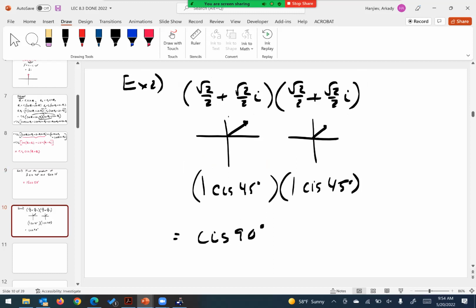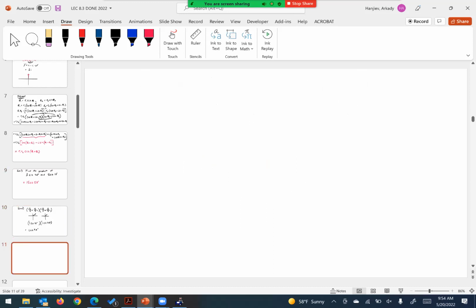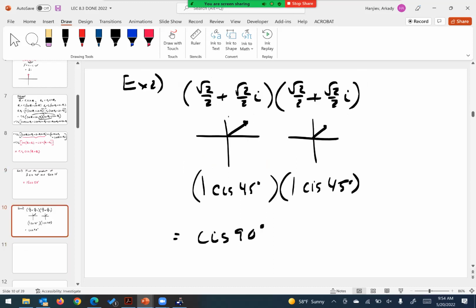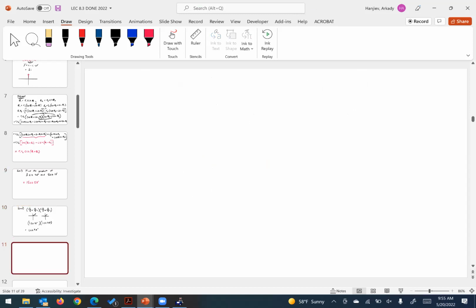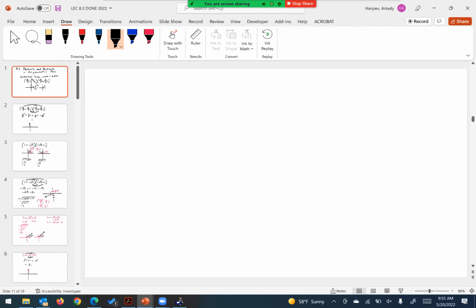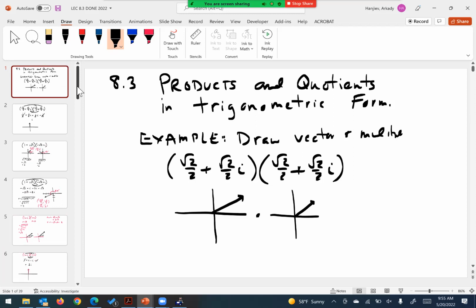I think we should just move on with the formula first. So now the question is this: what happens if you take powers of something? Squared is the same thing, didn't we just end up deriving r1 r2 cis? Yeah, so that's the multiplication problem. And if we look at the title for 8.3, we have products and also quotients.